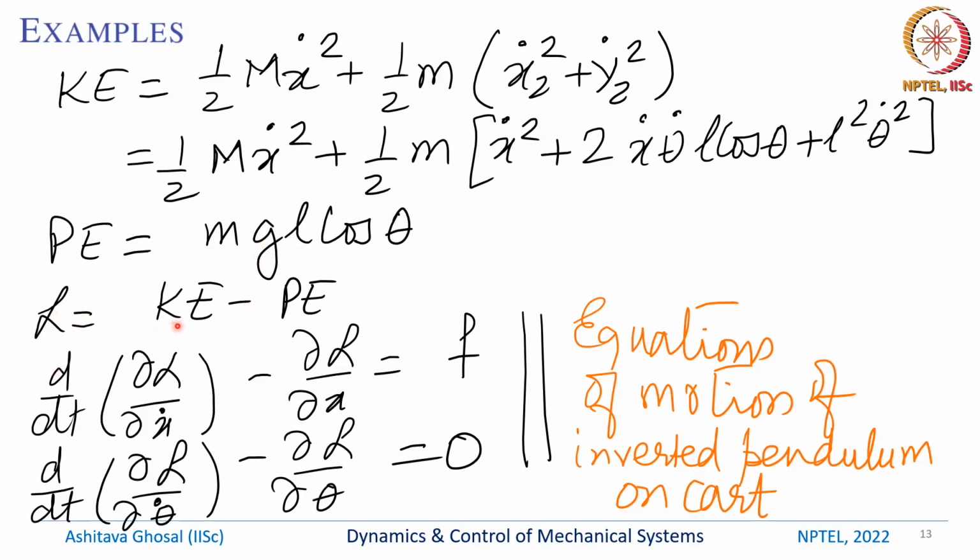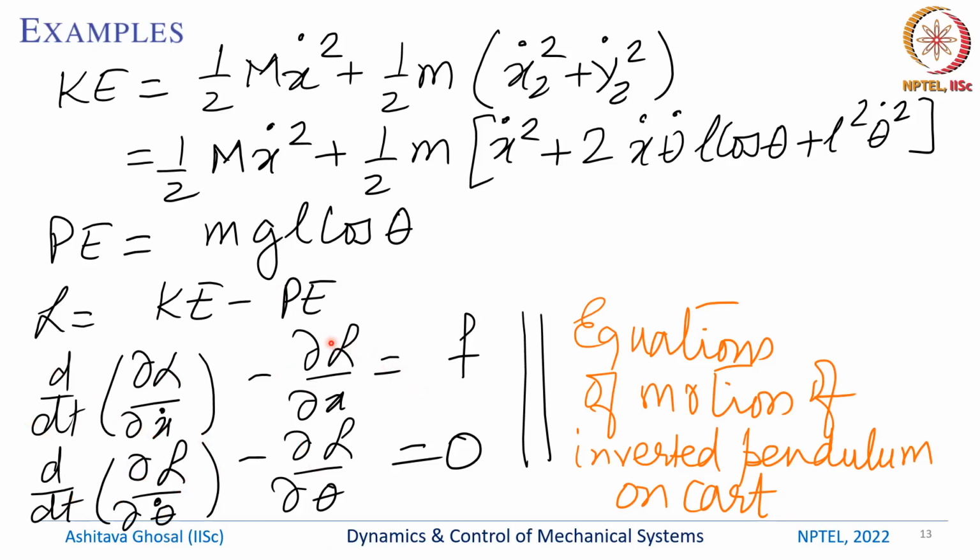We can find the Lagrangian, which is KE minus PE, and then following the Lagrangian formulation, we take the partial of the Lagrangian with respect to x dot, theta dot, x, and theta, and then the time derivative of the partial of the Lagrangian with respect to x dot, and the time derivative of the partial of the Lagrangian with respect to theta dot, and assemble it together.